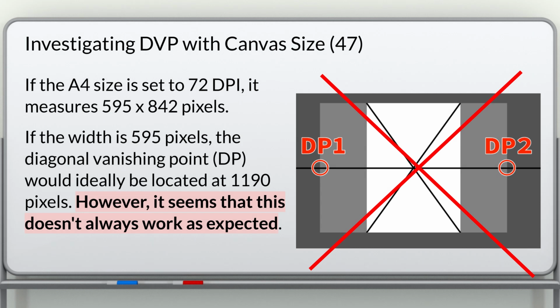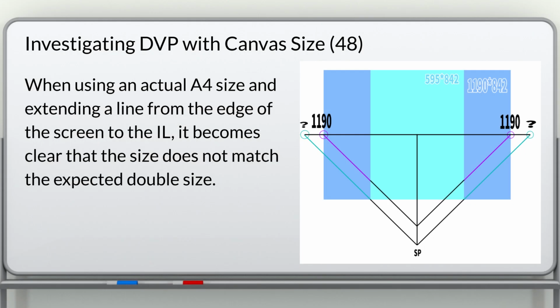If the A4 size is set to 72 dpi, it measures 595 by 842 pixels. If the width is 595 pixels, the diagonal vanishing point would ideally be located at 1190 pixels. However, it seems that this doesn't always work as expected. When using an actual A4 size and extending a line from the edge of the screen to the IL, it becomes clear that the size does not match the expected double size.